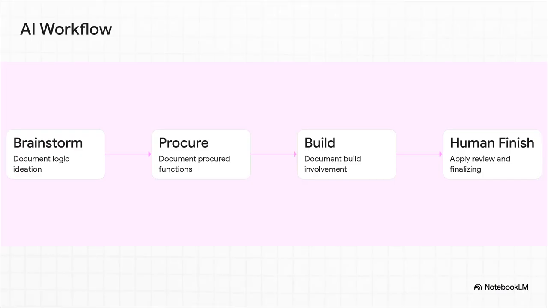For every single AI-powered component you use, you've got to document where it fits into these 4 workflow stages. Did you just use the AI to brainstorm some logic? Did you use it to procure a specific function? Was it doing the heavy lifting during the build phase? And, most importantly, how did you apply that human finish? By mapping it all out like this, the AI's role becomes totally transparent to the whole organization.